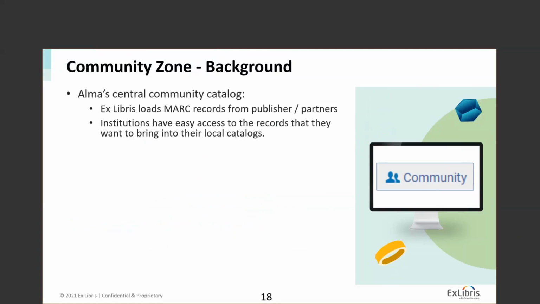We at Ex Libris put those records, clean them up, make sure they're accurate, make sure they reflect what the vendor is selling, so that you as an institution at your library have easy access to the records that you might want to bring into your local catalog, so that you don't have to come up with the bibliographic records yourself, or get them from the vendor and type them in yourself. They exist in this community zone.